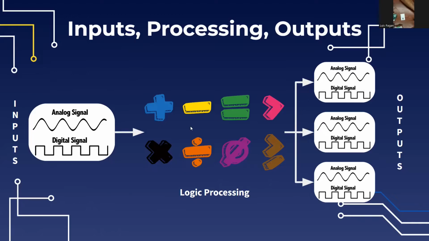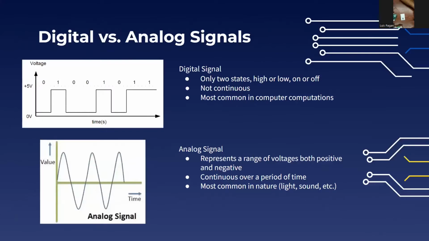This slide is a little messed up because you can take any number of inputs and have any number of outputs. You're only limited by how many pins you have, and how many devices are connected to, I guess, whatever you're making. Oops. So, digital versus analog signals.